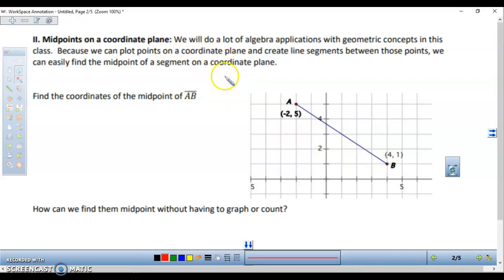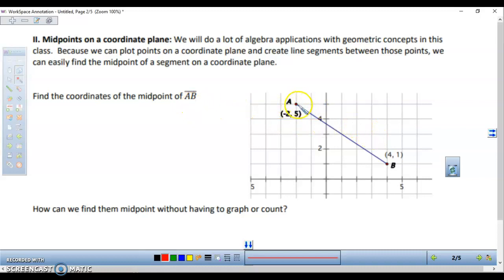So we will do a lot of algebra applications with geometric concepts in this class. Because we can plot points on a coordinate plane and create line segments between those points, we can easily find the midpoint of a segment on the coordinate plane. Check it out. Here's how we would do that. I want to find the coordinates of the midpoint of segment AB.